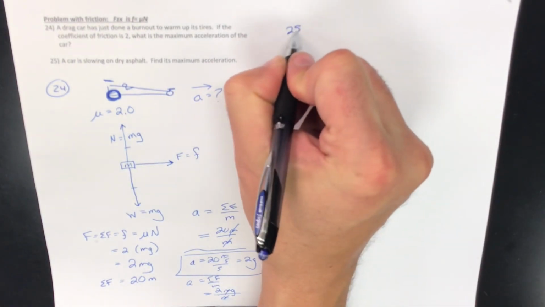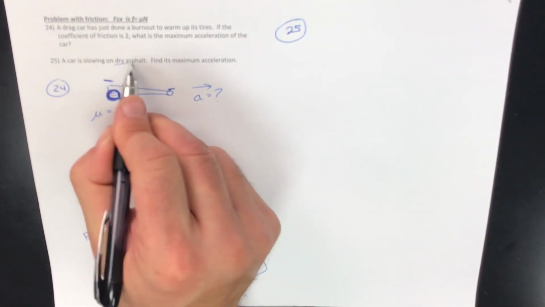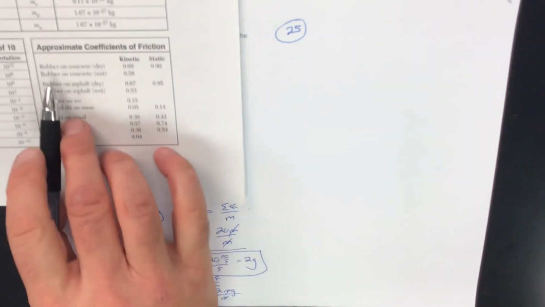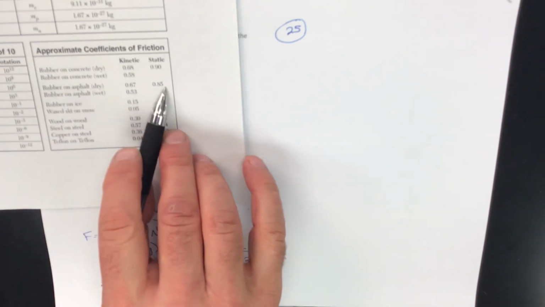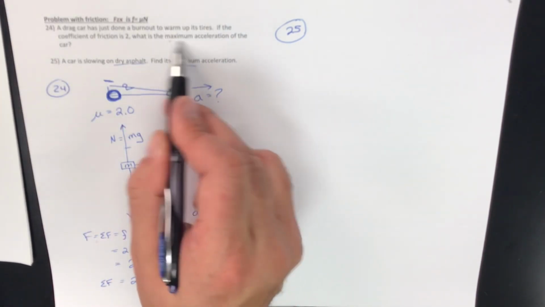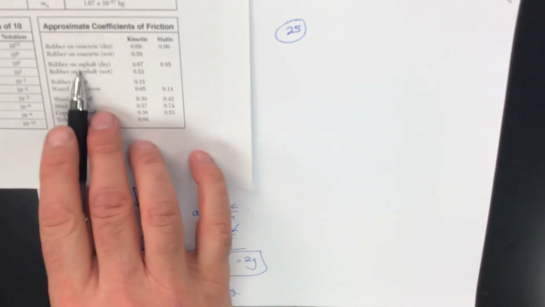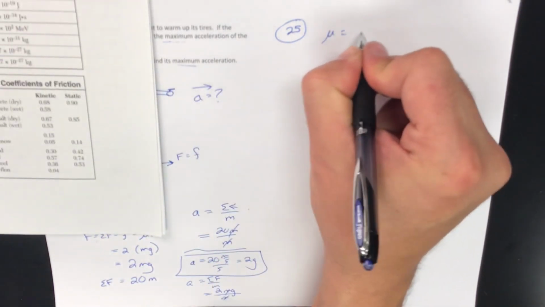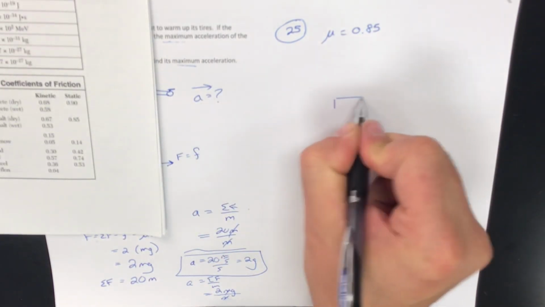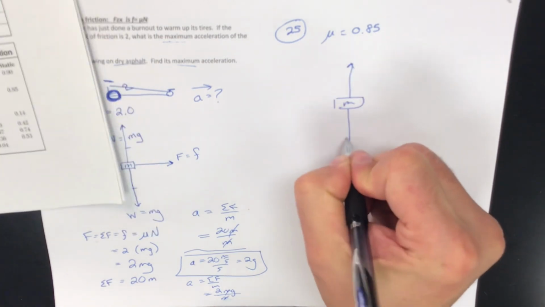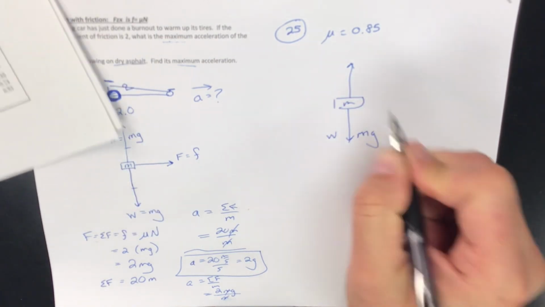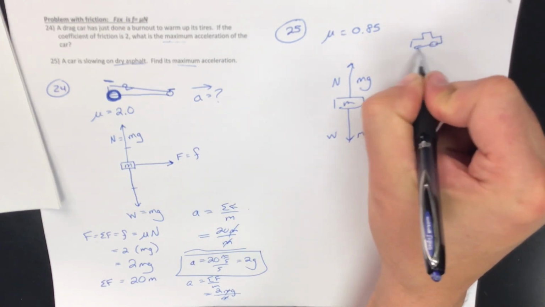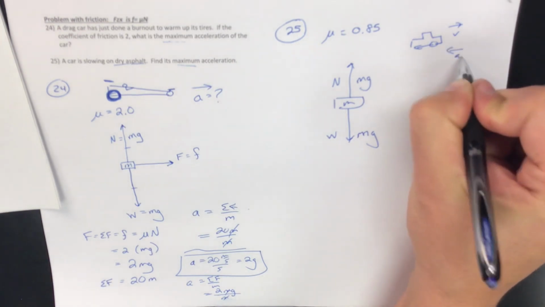Similar problem number 25. A car is slowing down on dry asphalt. Who cares if it's dry asphalt? Oh, dry asphalt. Let's say, rubber and asphalt dry, slowing down. Find its maximum. You're looking for the big numbers. Rubber on asphalt, dry, 0.85. Coefficient of friction is 0.85. This thing has a mass of m. Its weight is mg. The normal force is mg. It's moving in this direction, so the velocity is that way, acceleration is that way.